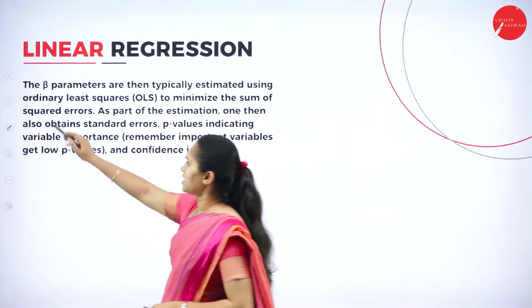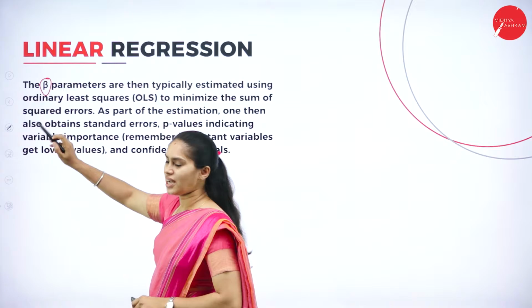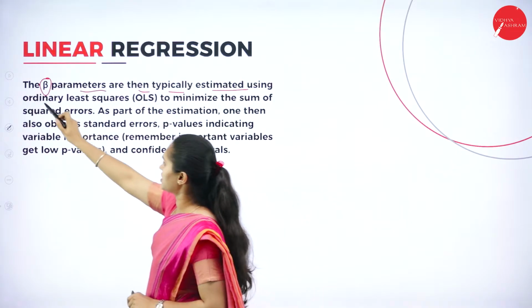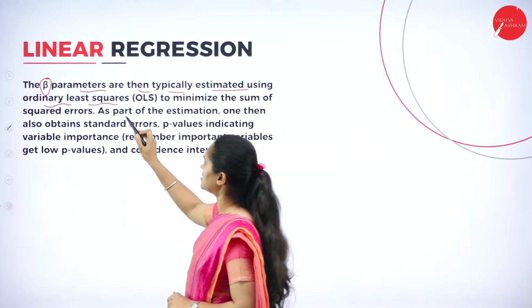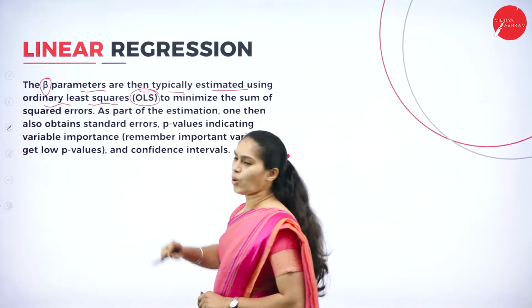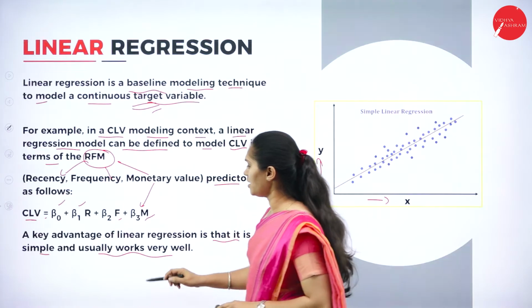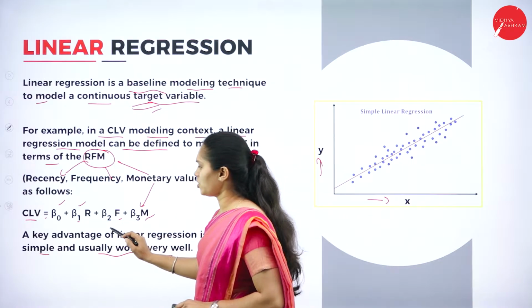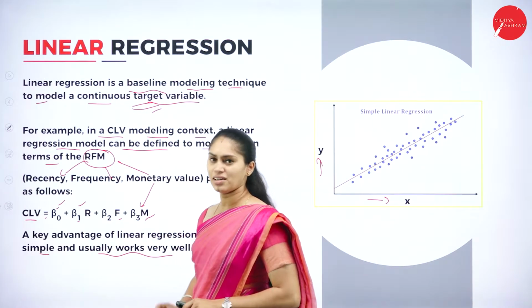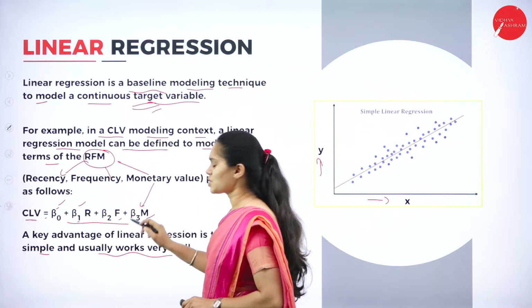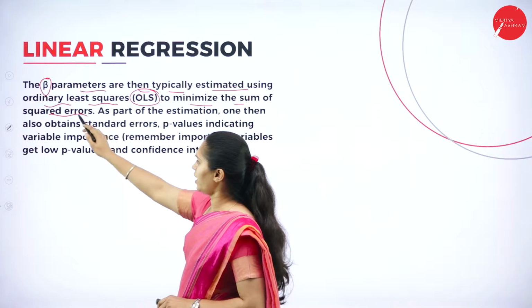Also consider that beta represents the parameters, which are typically estimated using ordinary least squares, that is OLS, to minimize the sum of squared errors. So we use beta as a parameter, and the main intention is to reduce the sum of squared errors.